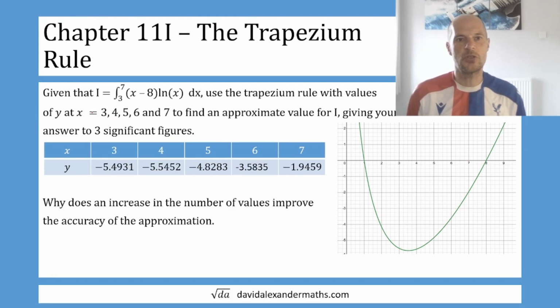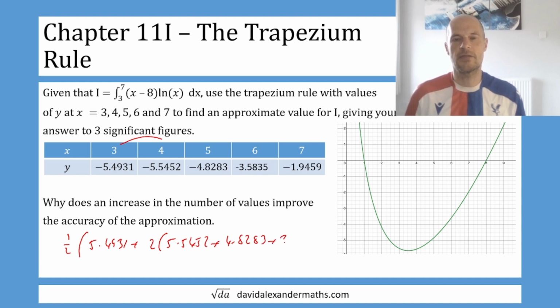Okay, this time we are going to use all of the x values. So here the heights of the trapezium are a half of 1, so it's going to be 1/2. And we're going to use all the side lengths. That's going to be 5.4931 plus 2 lots of 5.5452 plus 4.8283 plus 3.5835. And the last one we don't double because that's not attached to another trapezium. It's just the ones that are in the insides that have shared sides.